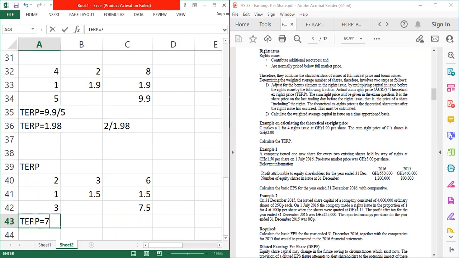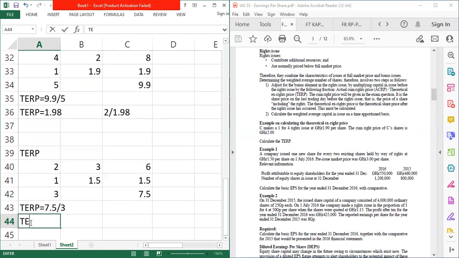So our theoretical ex-rights price now will be 7.5 divided by 3. How much are we getting? 2.5. Okay.